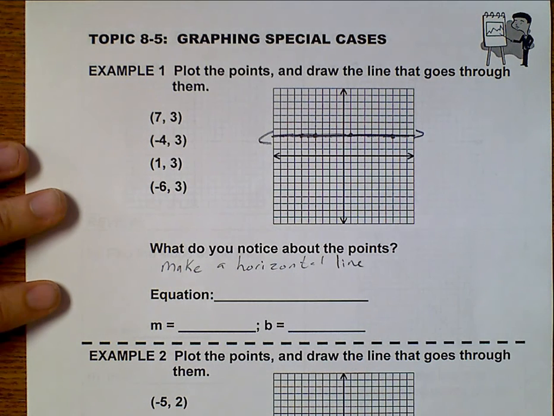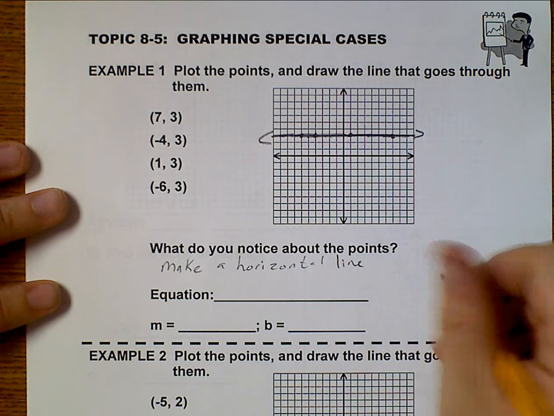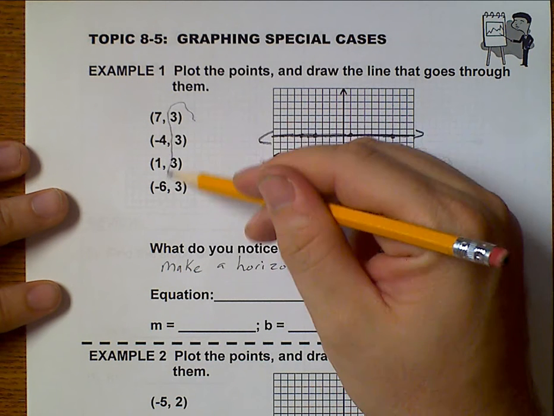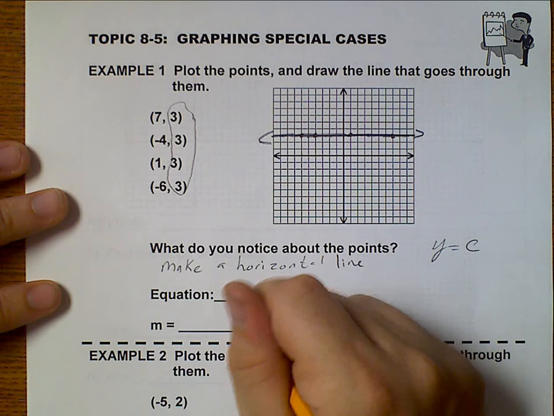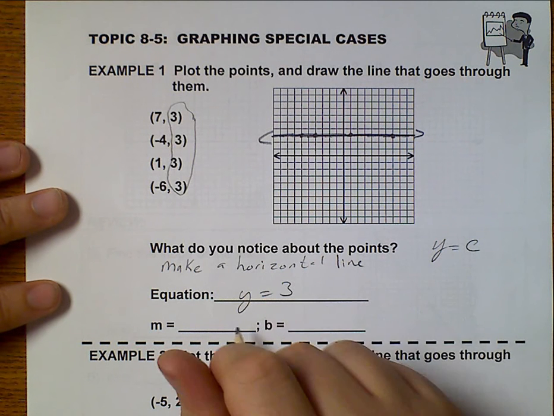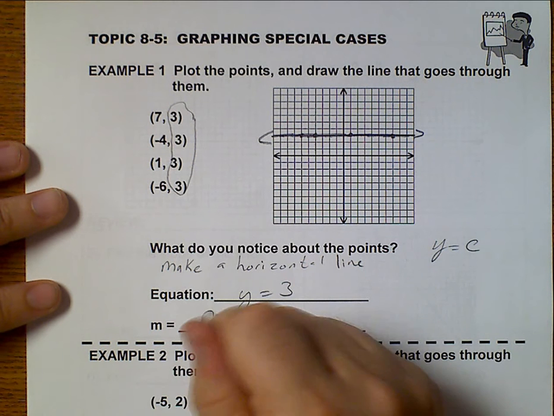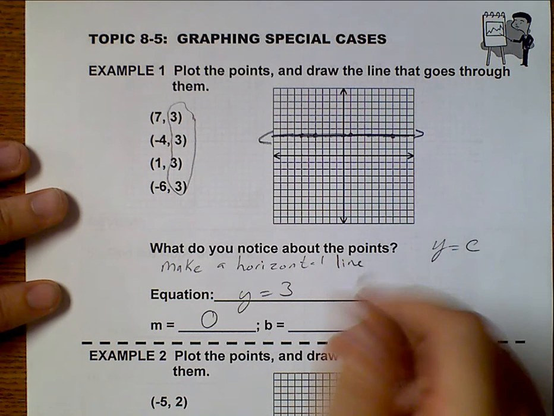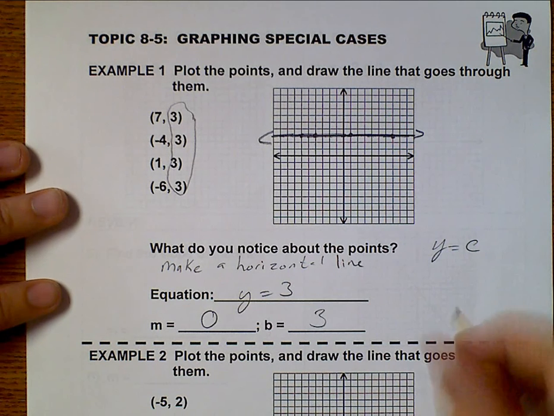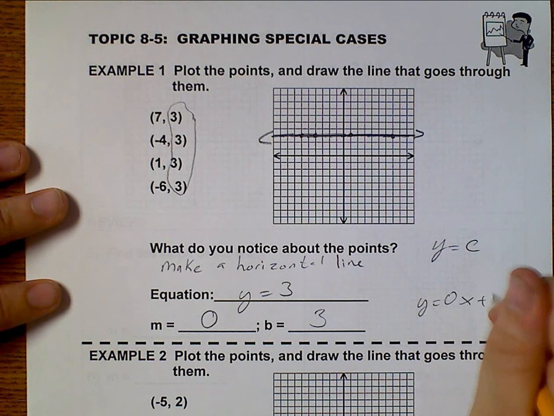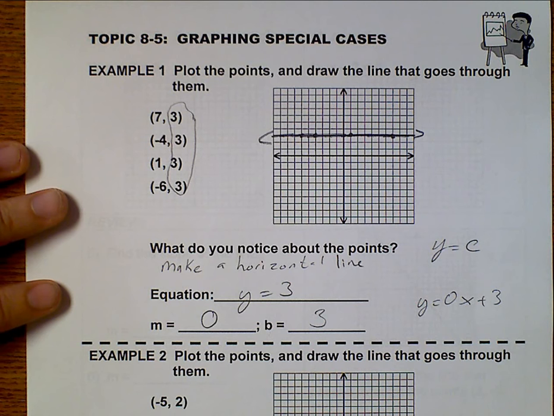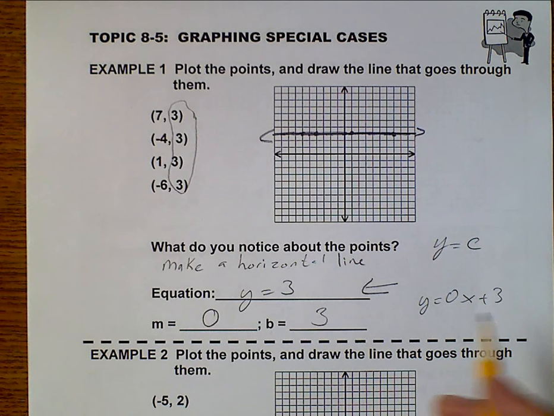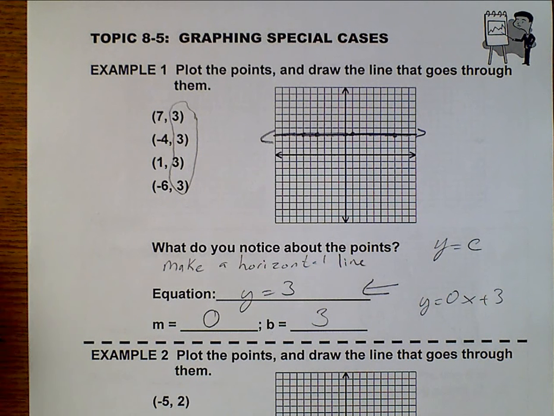And so my equation is going to be in the form of y equals some constant, and that constant in this case happens to be 3. So my slope on a horizontal line is 0, and my b value, that would be my y-intercept, happens to also be 3. I could write this as y equals 0x plus 3 if I wanted it in y equals mx plus b form, which this kind of is, and it's the simplest form. So that's the way that we want to write those equations.